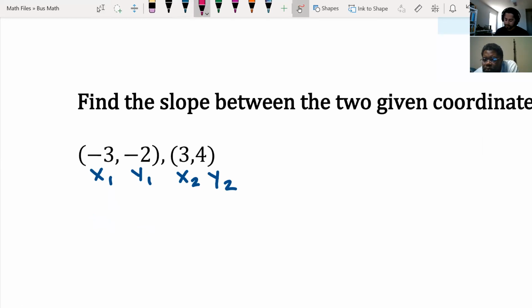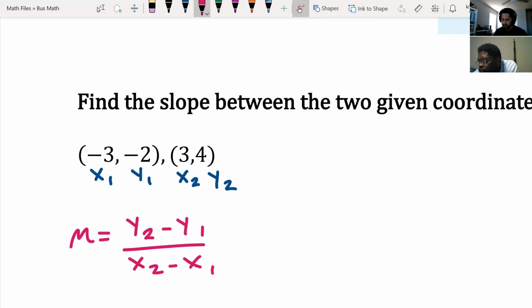So next, I'm going to write the slope formula. M equals y2 minus y1 over x2 minus x1. And since we have labeled everything nice and neat, we now know where to plug these numbers in. So y2 is 4 minus y1, which is negative 2, over x2, which is 3, minus x1, which is negative 3.